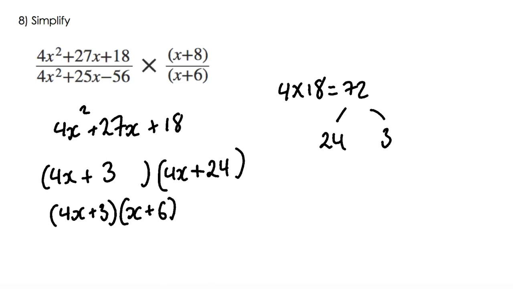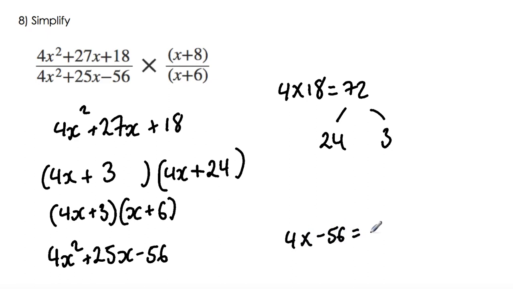Now I'm going to be factorizing the denominator of the fraction on the left-hand side. That is 4x squared plus 25x minus 56. To do this, I'm going to be multiplying the a coefficient, in this case 4, by the c coefficient, which is 56. So let me just write it down. So we have 4x squared plus 25x minus 56. I'm going to multiply the a coefficient with the c coefficient. So in this case, it'll be 4 times negative 56, which equals minus 224.